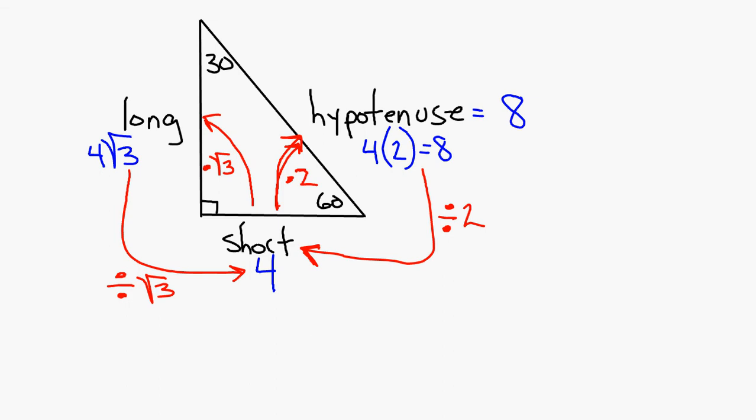Anybody need to see an example problem? Let's do an example on the 30, 60, 90. Let's say you get this picture.